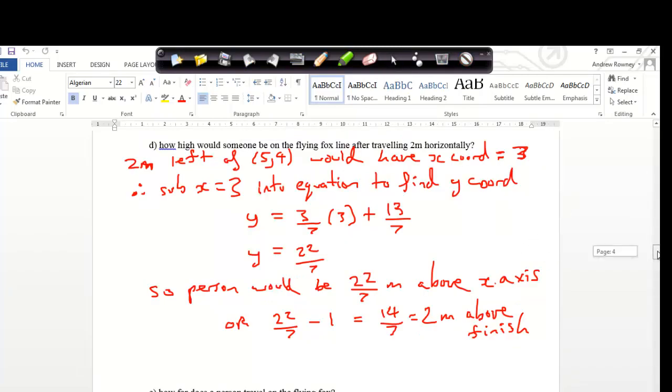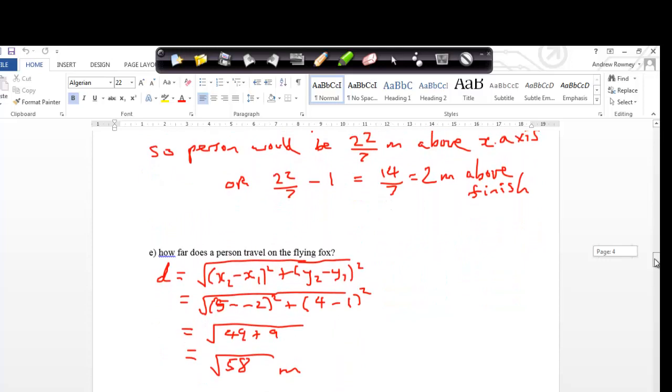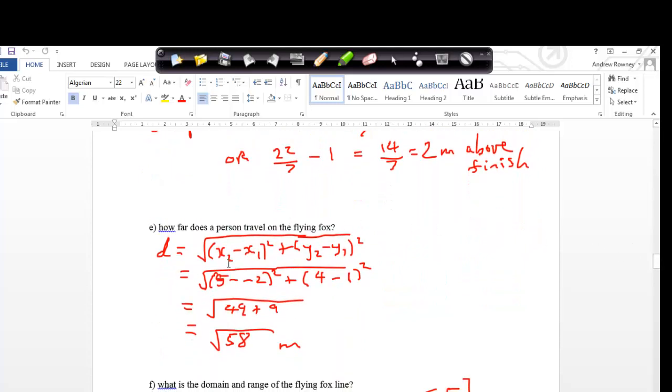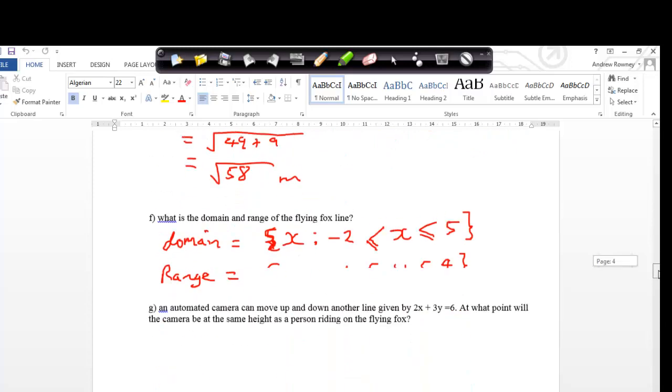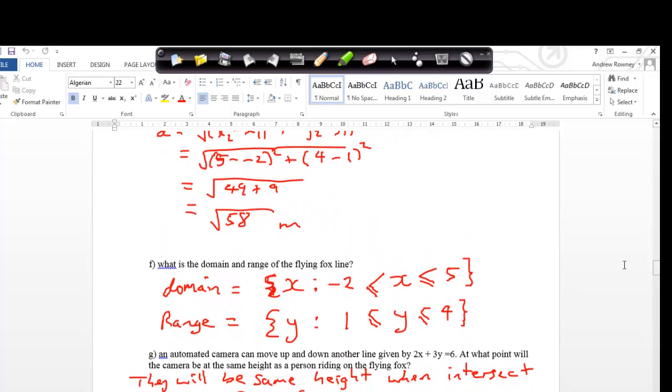Okay, next one is, how far does a person travel on the Flying Fox? That uses the distance formula, which is that formula there, and you can substitute in the points. It's pretty straightforward to get root 58. What is the domain and range?